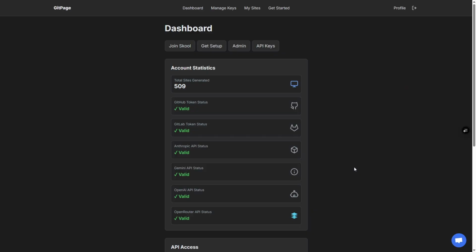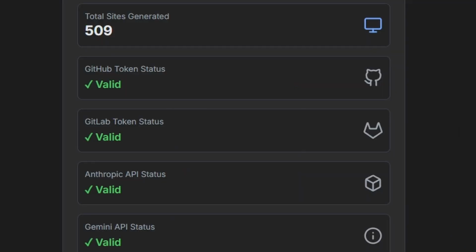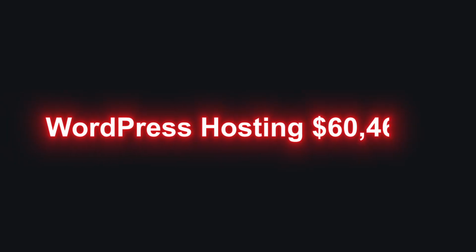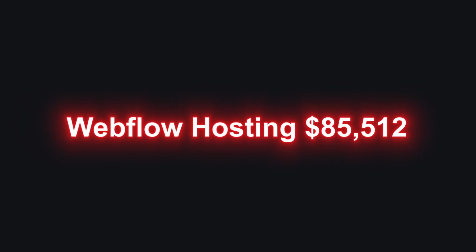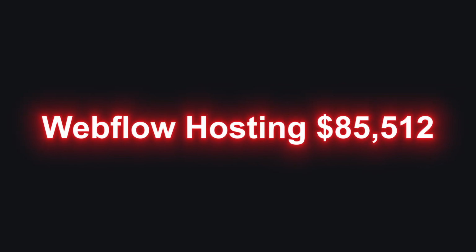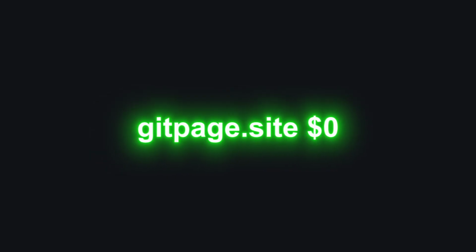Now, I'm just here in the GitPage dashboard. This is my dashboard, and you can see I've got over 500 published sites on GitPage. Now, if I was to publish these sites on the lowest plan on WordPress, it would cost me over $60,000 per year. And if I used Webflow, the cost would be $85,000 a year. But with GitPage, this cost me zero.